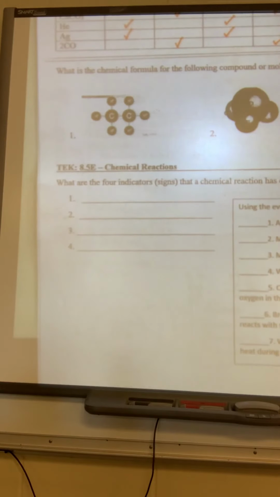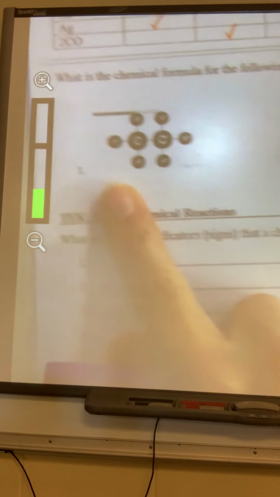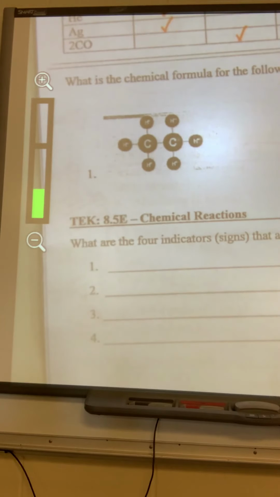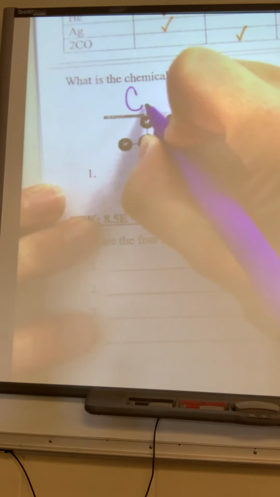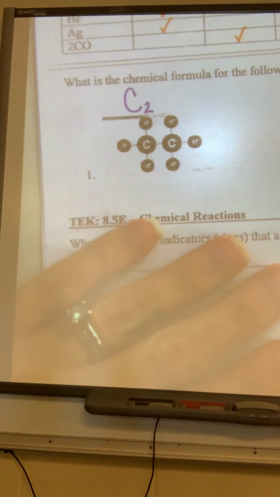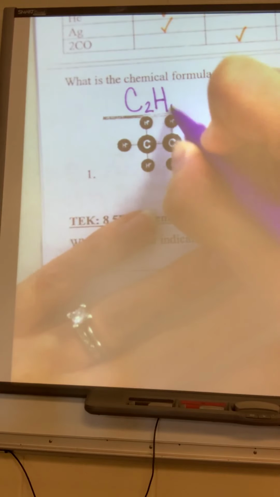All right. The next step, what we're going to do is we're going to figure out the formula for the compound or the molecule. All right, so as I'm looking at it, I'm looking at number 1 right here. I'm going to start with C. How many carbon do I have? 2. So it's C with the subscript of 2. What's connected to it? How many hydrogen are there? 1, 2, 3, 4, 5, 6. So what's my subscript going to be? Good.